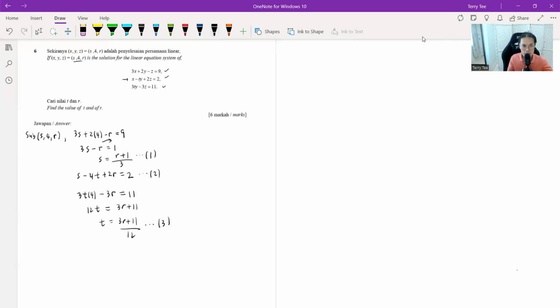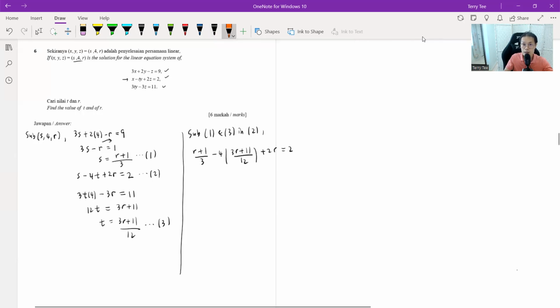The more I sub both equation 1 and equation 3 inside equation 2, I will be able to get rid of s and t. So we got everything in terms of r. I can solve for r. Yeah, so I feel this method is easier, right? But you can use any other method. If you want, sub 1 and 3 inside equation 2. My s is r plus 1 over 3. My t is 3r plus 11 over 12. And then I plus with 2r equals to 2. Yeah, notice everything is now in terms of r.